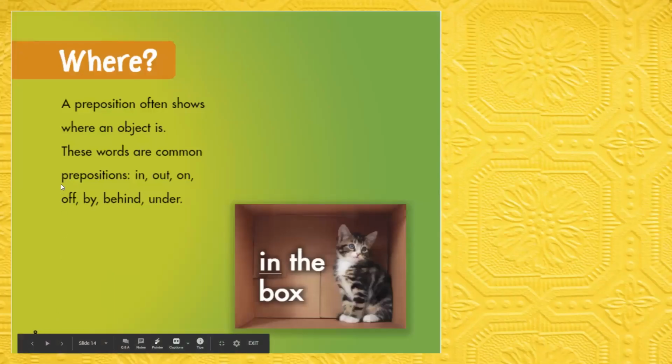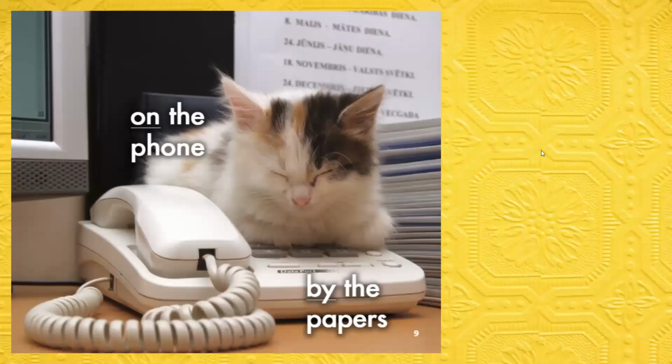Where. A preposition often shows where an object is. These words are common prepositions: in, out, on, off, by, behind, and under. In the box. Where is the cat? In the box. Let's look at this page. It says on the phone, buy the papers. That's a prepositional phrase, and it's telling you where the cat is in relation to the phone and the papers.